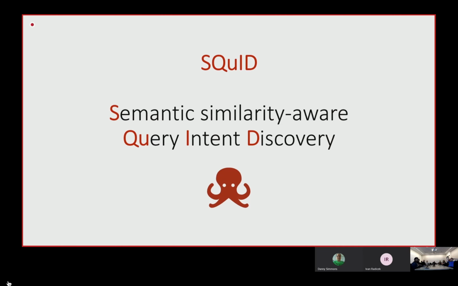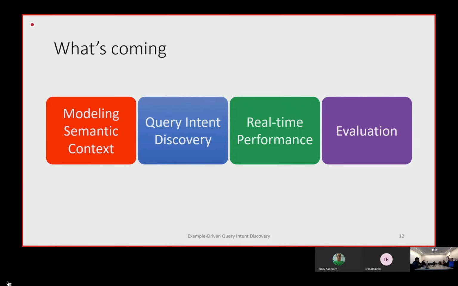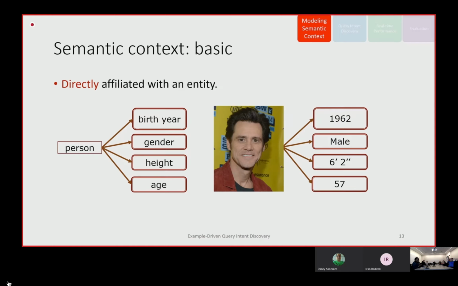So today I'm going to talk to you about SQuID, which is an awesome acronym for Semantic Similarity Aware Query Intent Discovery. In the next few slides, I will first talk about how SQuID models the semantic context, how it discovers the query, how it does so efficiently, and finally I will present some evaluation results.